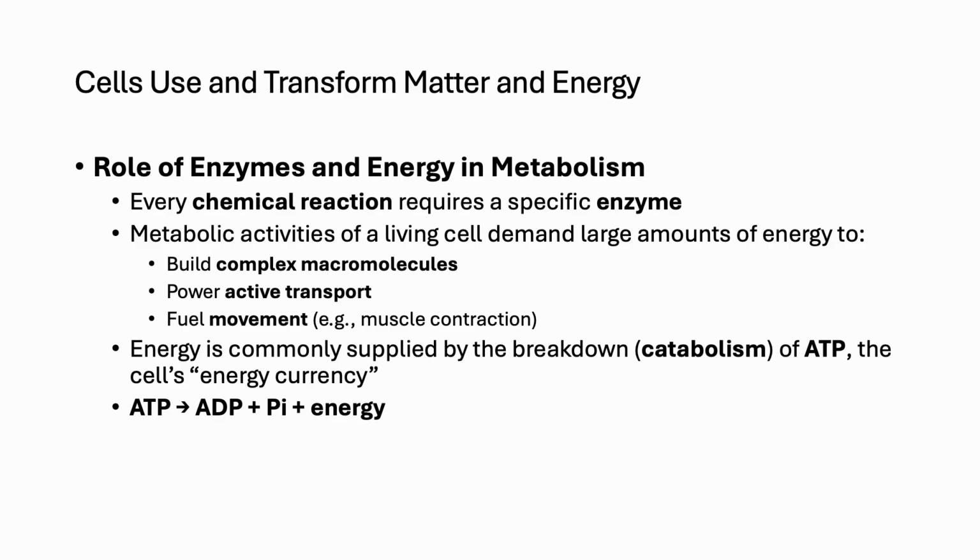Metabolic activities also demand a constant supply of energy. Cells use ATP as their energy currency to drive chemical reactions and critical tasks such as building macromolecules, transporting substances against gradients, and powering movement like muscle contraction. ATP releases energy when one of its phosphate bonds is broken, forming ADP and an inorganic phosphate. The cell then regenerates ATP through catabolic processes, especially cellular respiration. This constant cycle of ATP breakdown and renewal powers nearly everything a cell does.